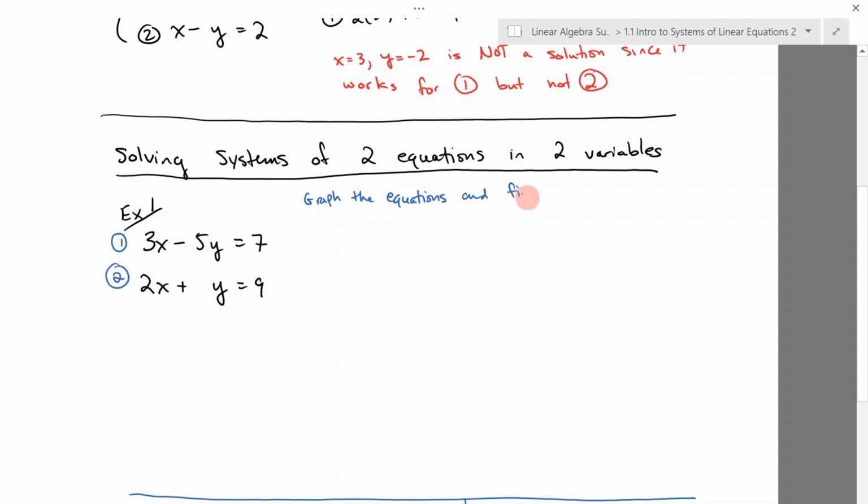And find the solution through the points of intersection, or point if there's only one of them.